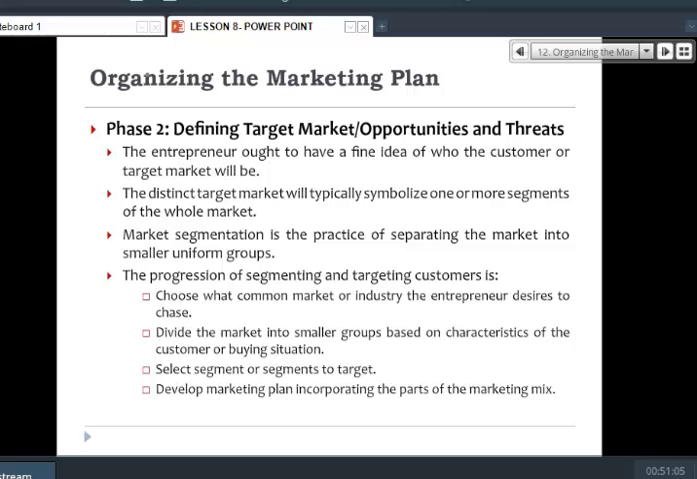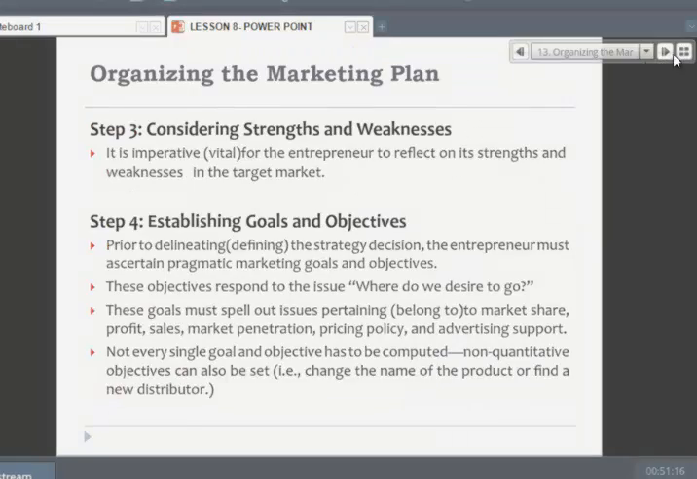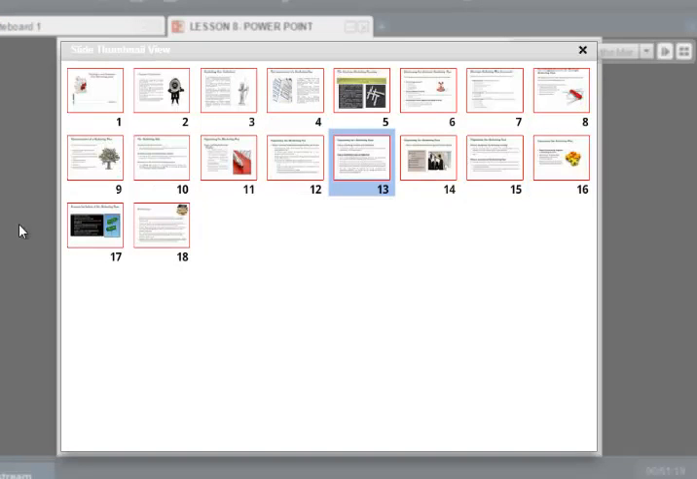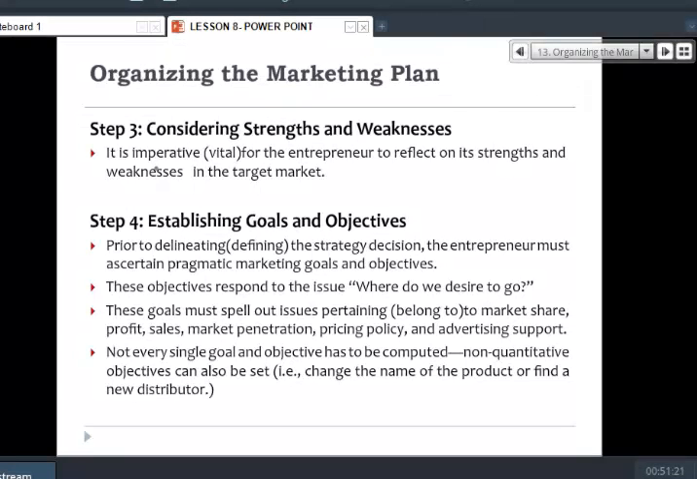Develop the marketing plan by incorporating the parts of the marketing mix. So do not forget the marketing mix elements. Consider the strengths and weaknesses. Here it is better for you to apply the SWOT analysis: the strengths, the weaknesses, the threats and the opportunities. The SWOT analysis system.